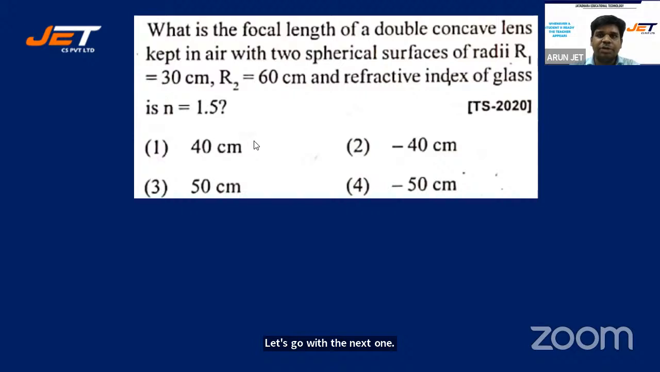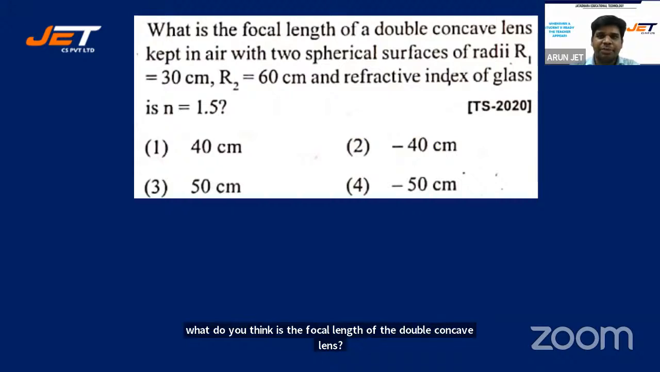What is the focal length of the double concave lens kept in air with two spherical surfaces of radii R1 30 centimeters, R2 is 60 centimeters, and refractive index of the glass n is equal to 1.5. So what do you think is the focal length of the double concave lens? Apply the lens maker's formula, you'll get it.